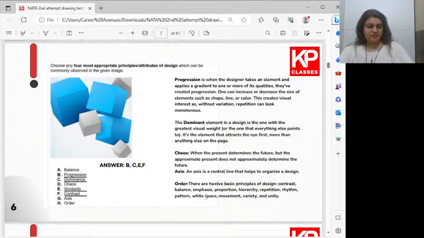It means that we have a lot of elements present over here. Then again, I have given the meaning of axis. An axis is a central line that helps to organize a design. Although we don't have any axis over here because there is no central line. Okay. So don't misunderstand. I have just given out different meanings so that it's easy for you to understand.